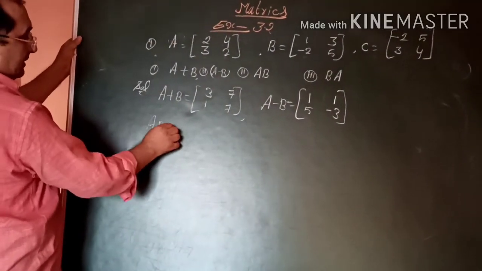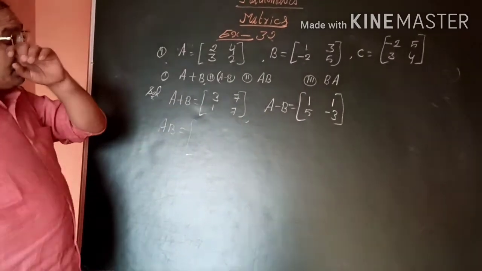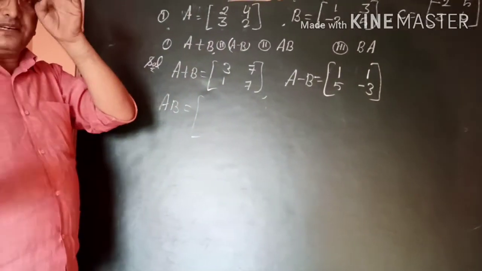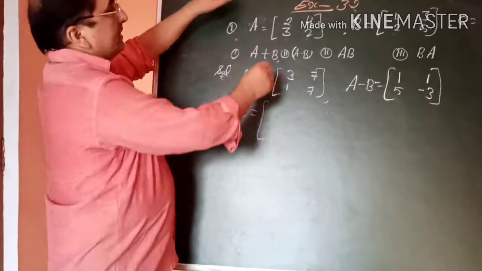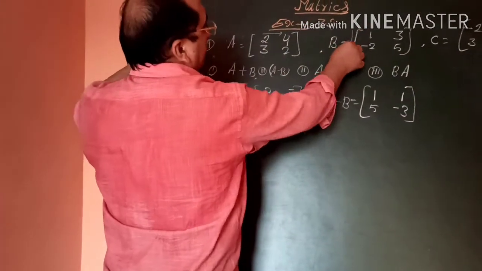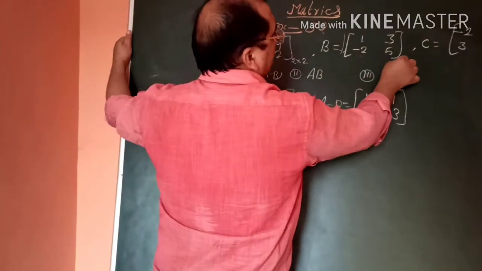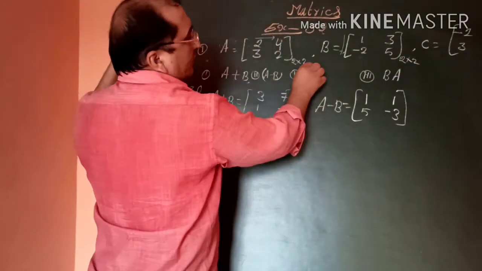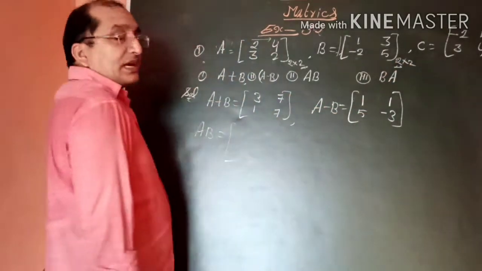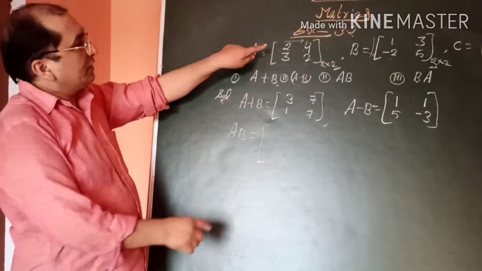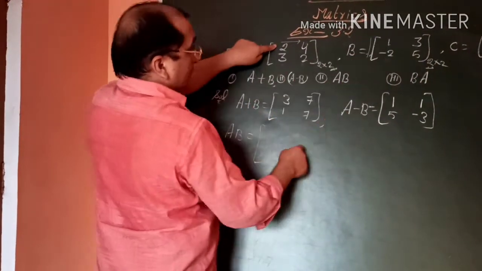Now AB. AB means multiplication of the matrix. This is a little bit complicated. See, it's row multiplied by column, and we already know this is 2 cross 2 and this is 2 cross 2 also, and the number of columns and the number of rows are both the same, so multiplication is possible. So its first row will multiply to first column.